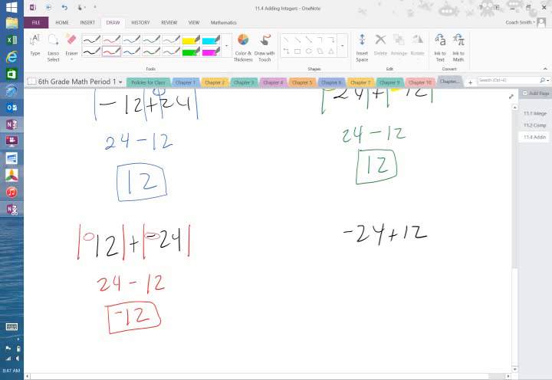Okay? Same thing over here. I have a negative and a positive. So I take their absolute values and I subtract their absolute values. The larger absolute value is negative, so I bring it down into my answer, negative 12.